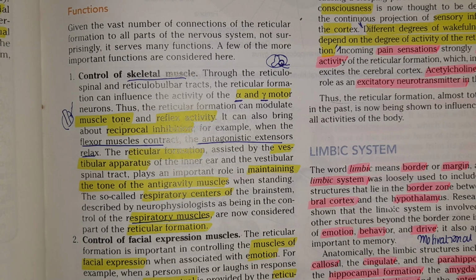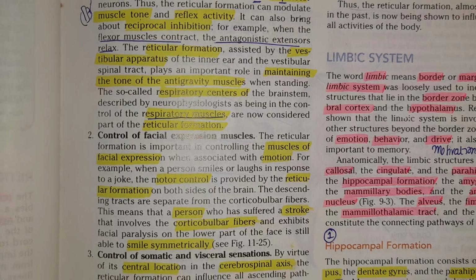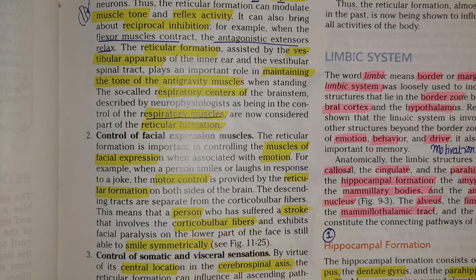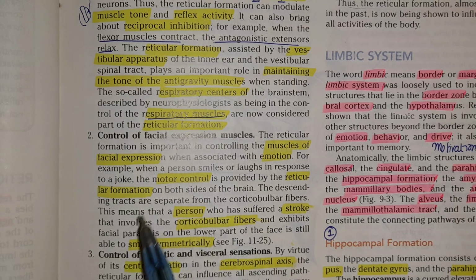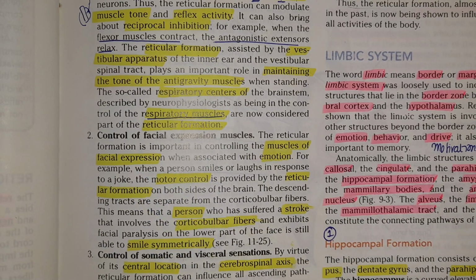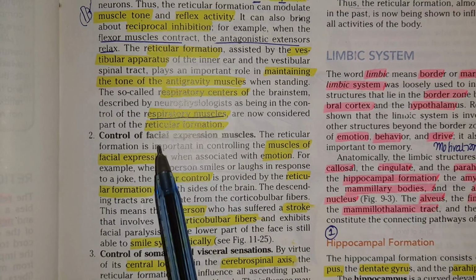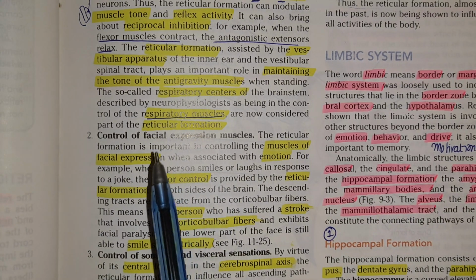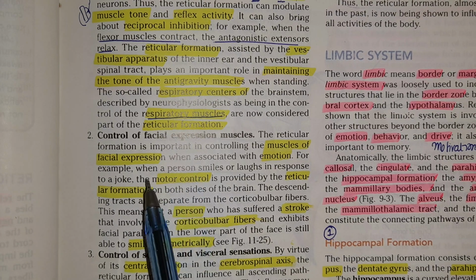Now we are going to do the control of facial expression muscles. One thing that they tell you is that sometimes a person gets a shock or something, but the person is still able to smile symmetrically. In that case, it means that their reticular formation is intact. So the reticular formation was receiving fibers from the limbic system, and it was also giving out fibers to that system.